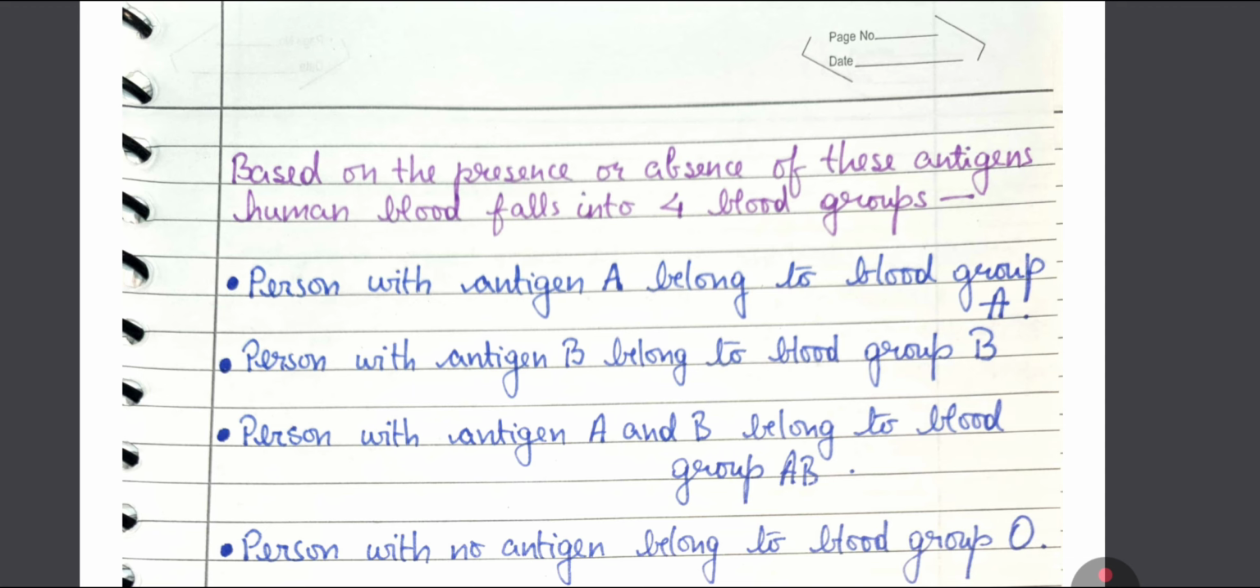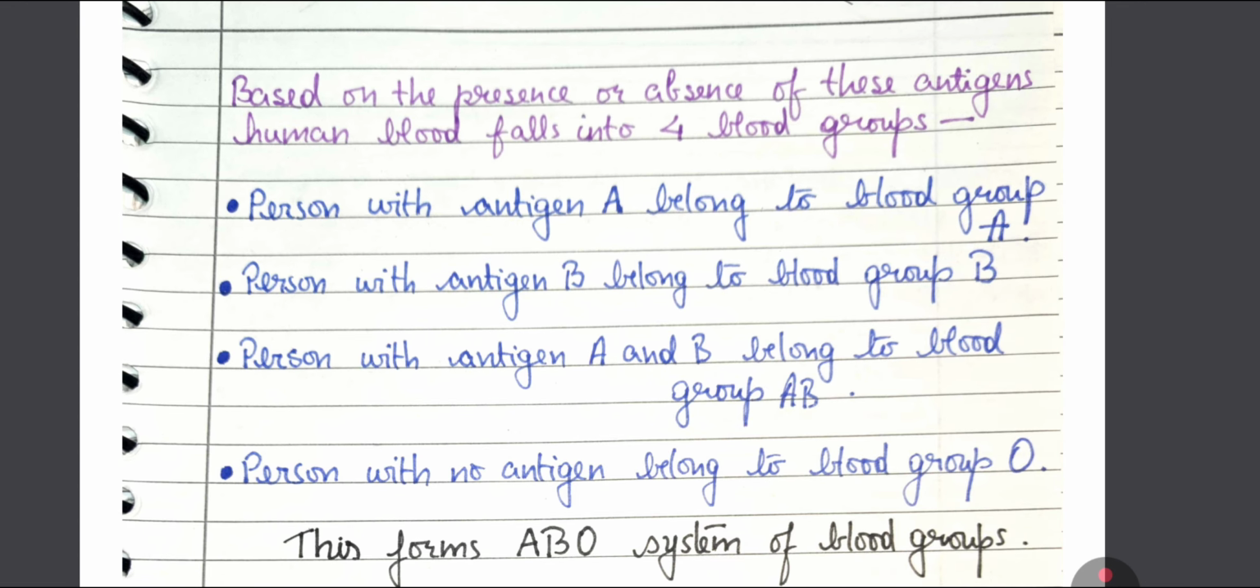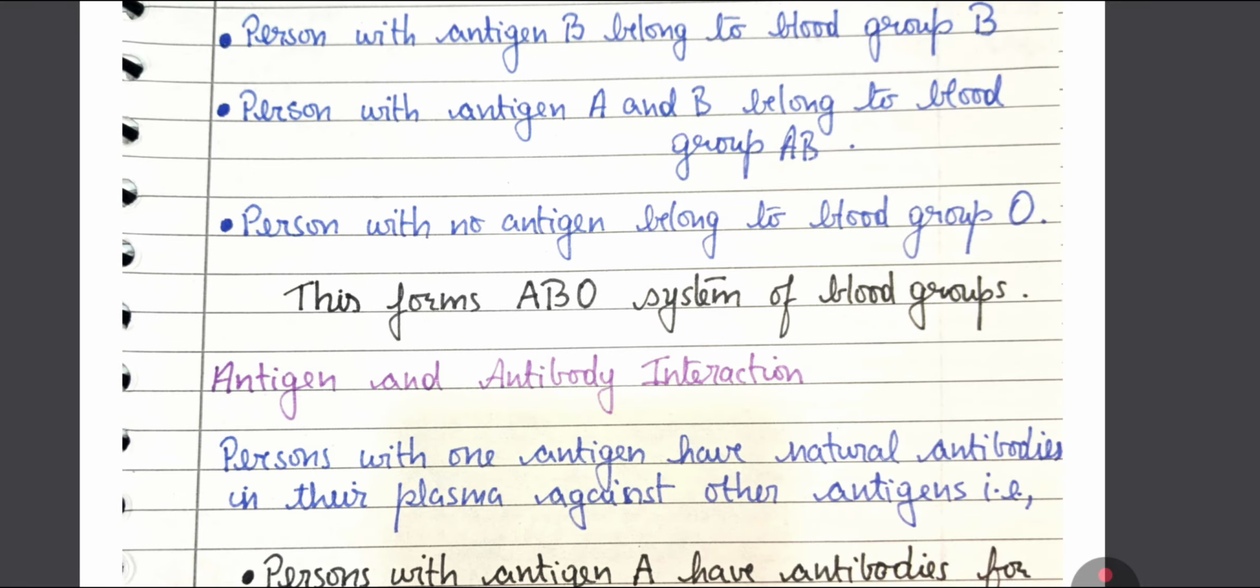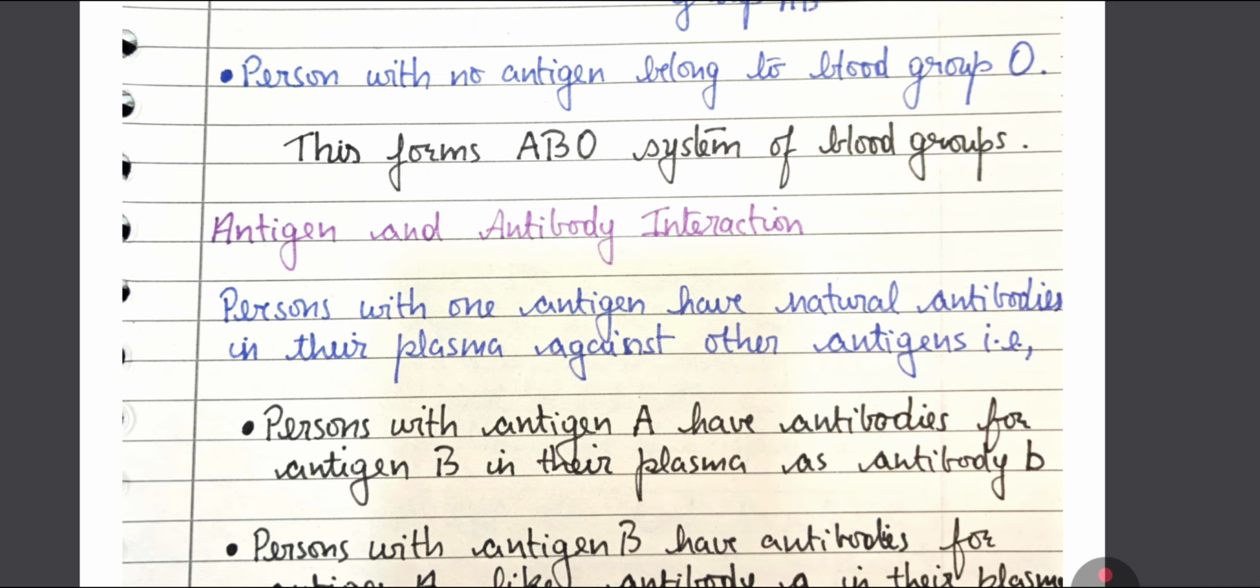Now moving on, based on the presence or absence of these antigens, human blood falls in 4 blood groups. Person with antigen A belongs to blood group A, person with antigen B belongs to blood group B, and person with antigen A and B belong to the blood group AB. Person having no antigen belong to blood group O. This is very important, so just focus because this will be forming your concept for this chapter part. Now this forms ABO system of blood groups.